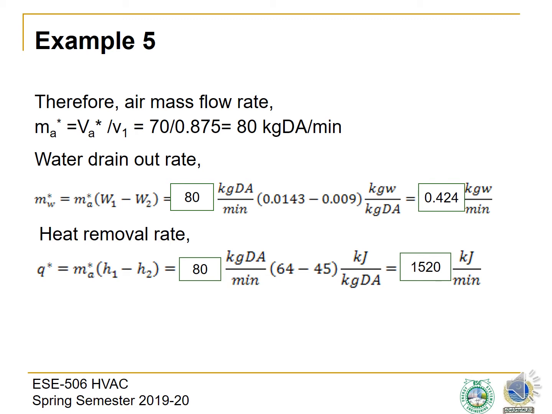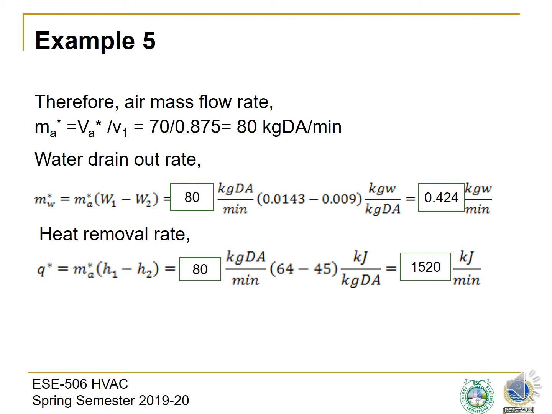mW prime is equal to mA prime into W1 minus W2. We put the value of 80 in mA and then put the values of W1 and W2, and the moisture removal rate, or capacity of dehumidification, was found to be 0.424 kg of water per minute.